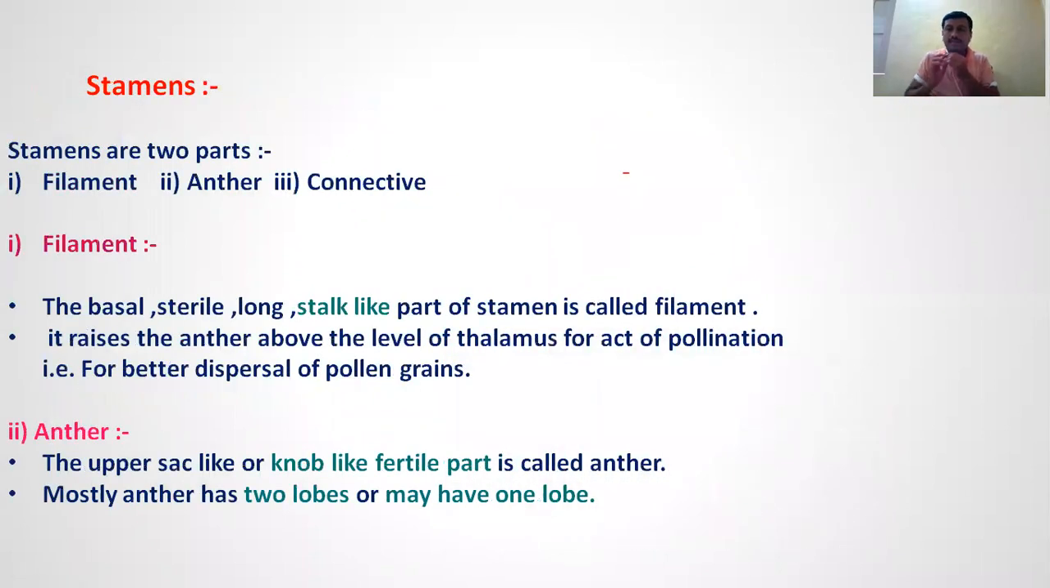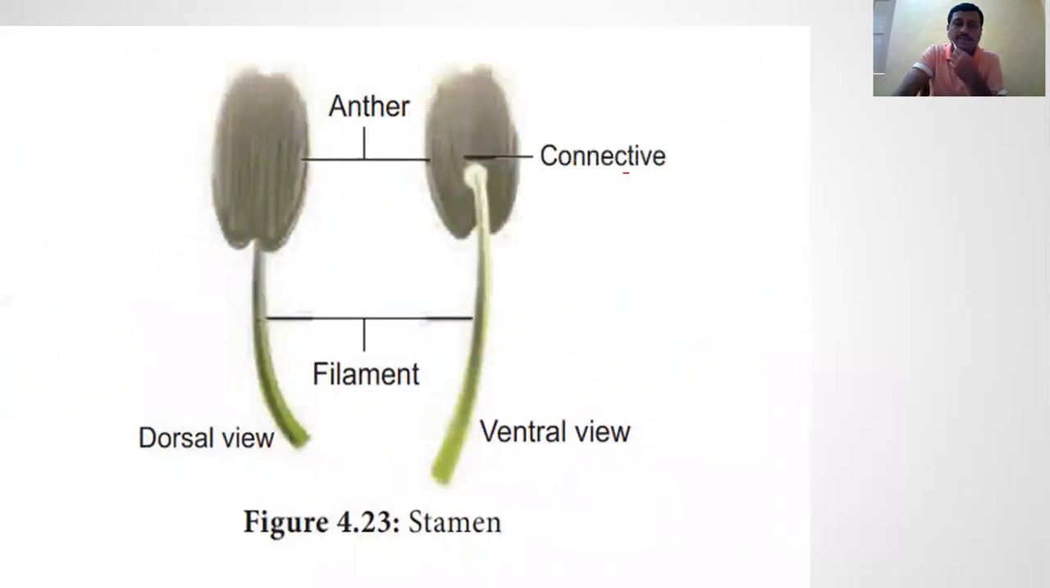Okay, stamens. What is meant by stamen? Stamens are divided into three parts: filament, anther, and connective, like in these diagrams.